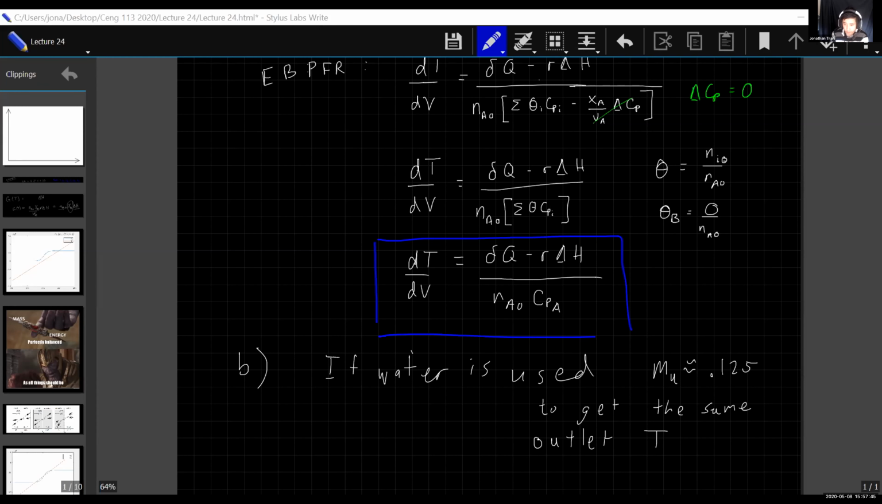So the question is for 4.2, how do you make NA in terms of t, or would you make the function itself in terms of t? I don't think you need to write it in terms of t. You can calculate NA directly because you're given a conversion and you can calculate NA naught. So in that case, NA is just equal to NA naught times 1 minus XA.